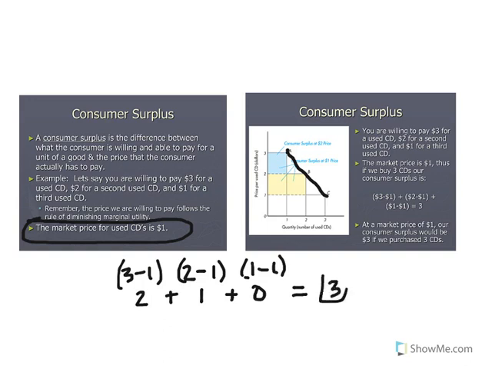So again, depending on the price of the good, that's what dictates what the value of your consumer surplus is going to be. And again, it's simply the difference between what you would have paid for each individual unit of that good and what you actually paid.